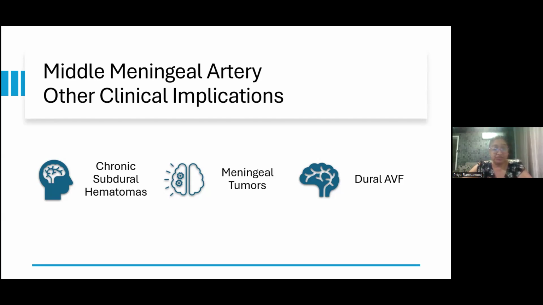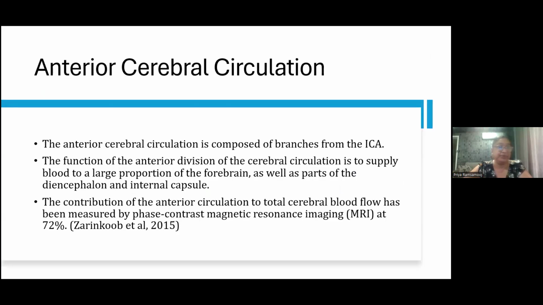And then as it pertains to dural AVFs, transarterial embolization through the MMA has been described as a successful option for dural AVF treatment. In fact, if you have a very good MMA supply, it tends to be one of the best predictors for successful embolization. So that's just a clinical caveat and correlate with the middle meningeal artery.